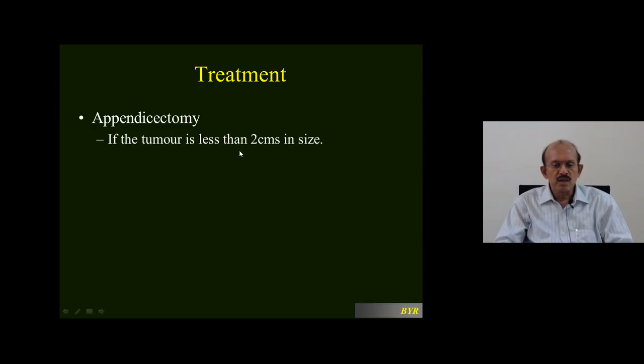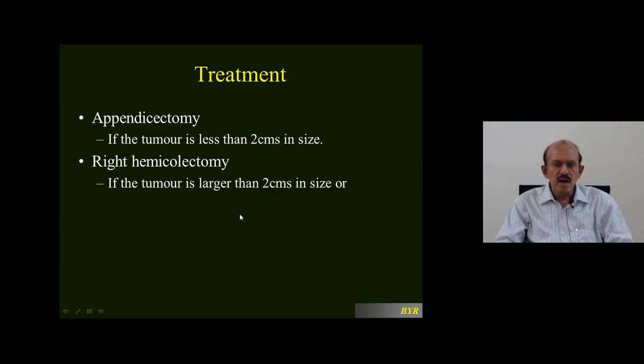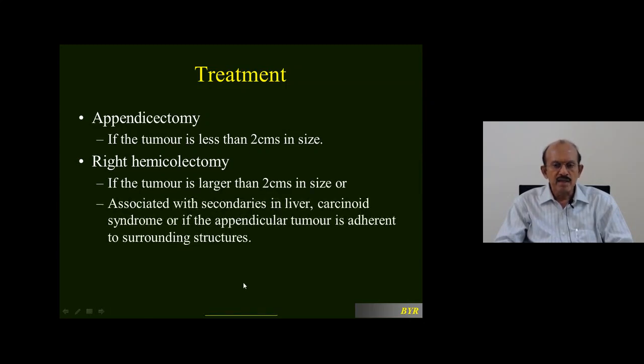If the tumor is less than 2 centimeters in diameter. If the tumor is greater than 2 centimeters in diameter, or associated with secondaries in the liver, carcinoid syndrome, or if the appendicular tumor is adherent to surrounding structures, you must do right hemicolectomy. That means in these situations, you must consider it as a malignant carcinoid.